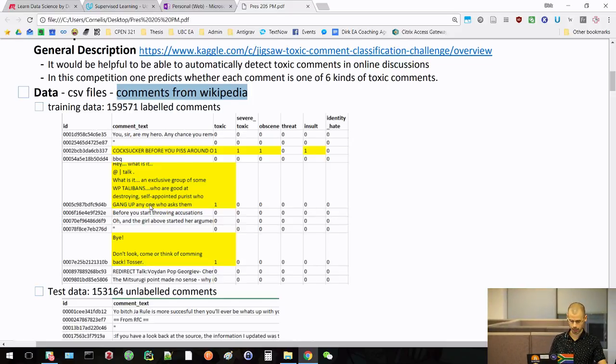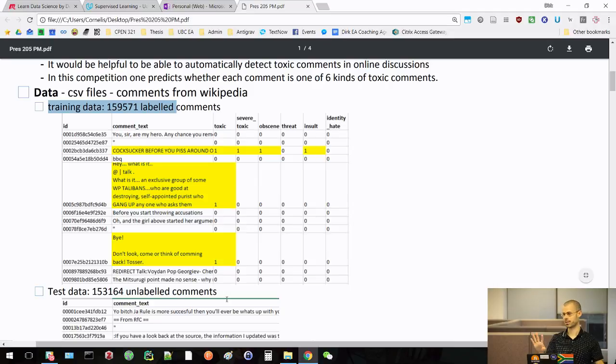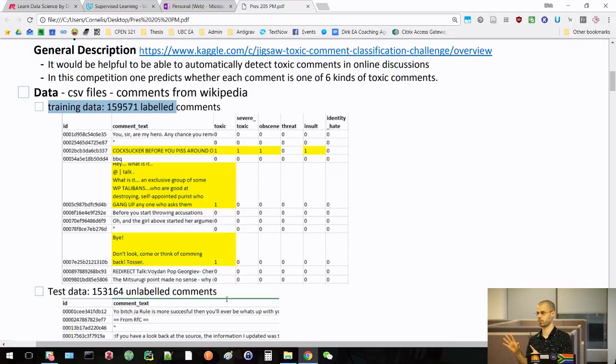So here's a sample of the training data. Every item has an ID, and then there's the comment text. The highlighted ones, don't look at those if you don't like offensive language. You can see all of those are labeled as toxic. The first one is labeled as severe toxic, obscene and an insult as well. So basically there are six binary labels for each example.